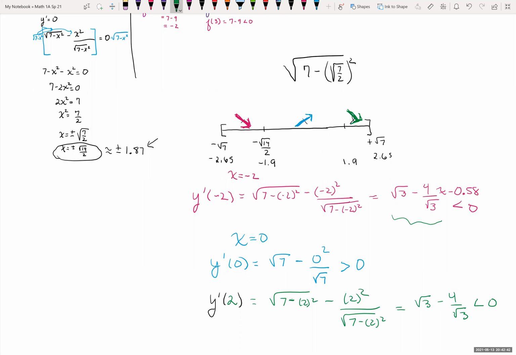So I can see that we have a min at negative root 14 over 2. And so we could figure out what that value is by plugging it back into our original function. So if I look at y of negative root 14 over 2, plugging it in wherever I see an x, I see a square root of 7 minus, I see an x, and that's squared.